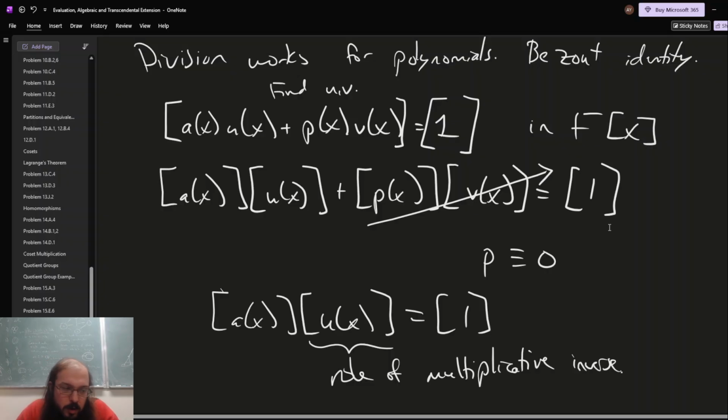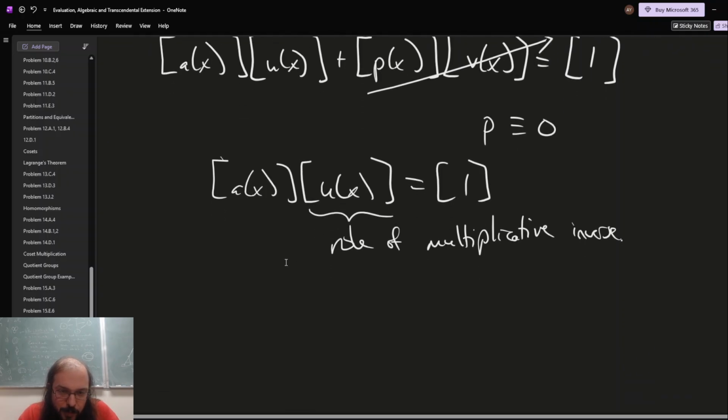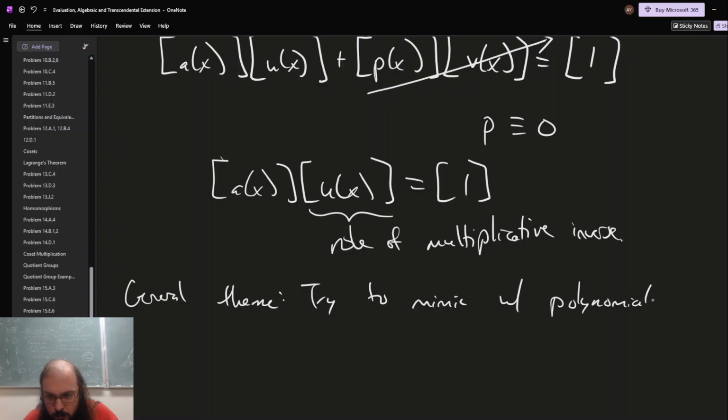And what I want you to notice about this is that this is basically just the same proof that I gave for Z mod PZ. The only difference is the extra step here of including the Bezout identity. But otherwise, this is the same story. And so this brings us to a general theme. Try to mimic with polynomials the same kind of thing you do with numbers.